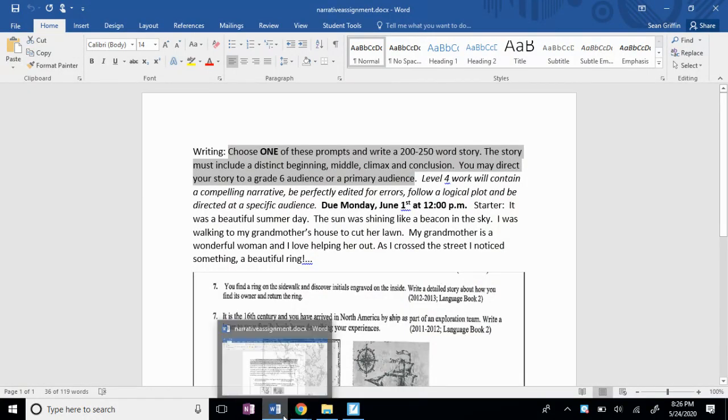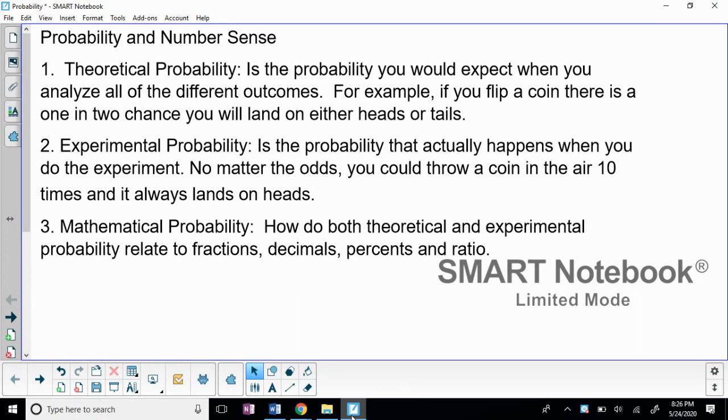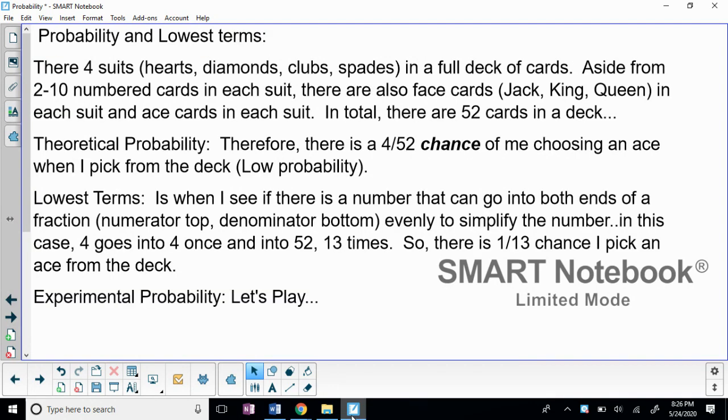All right, so let's get to the other part of the theoretical experimental showcase, which is a deck of cards. So within a deck of cards, there are 4 suits: hearts, diamonds, clubs, and spades. Aside from 2 to 10 numbered cards in each suit, there are also face cards, jack, king, queen, in each suit, and ace cards in each suit. So in total, there are 52 cards in a deck. So theoretical probability. If I had a deck of 52 cards and I showed them all to you, so I showed you the face of all 52 cards in a deck, okay?